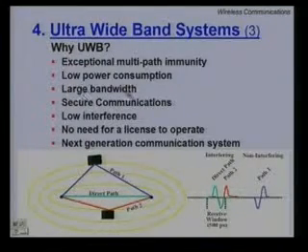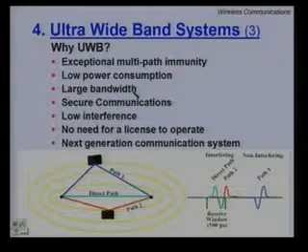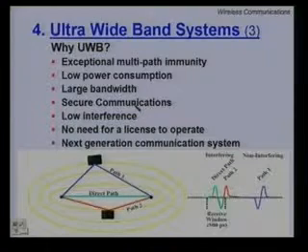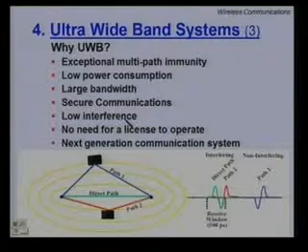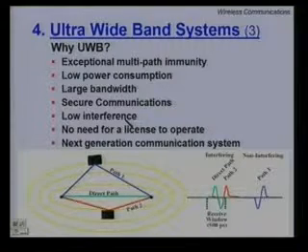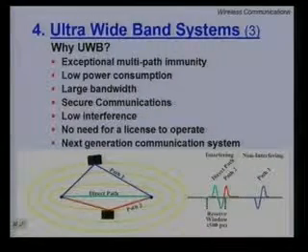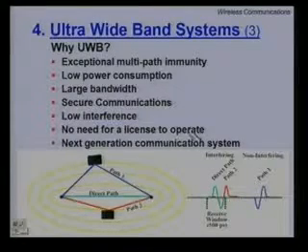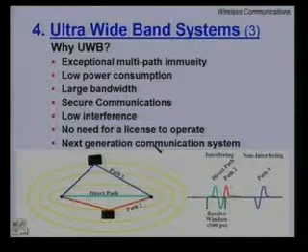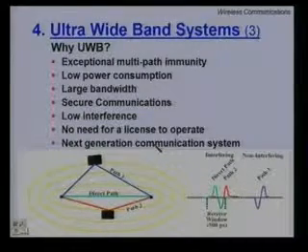Okay. Large bandwidth, as I mentioned before, 7.5 gigahertz, that will give you humongous amount of data rates. Secure, because I am sending noise like emissions, very hard to detect. Low interference, because I am transmitting at a level which is below the general interference level of other devices. Hence, we do not need a license to operate. We do not interfere with any other emissions, and they are going to be the next generation wireless communication systems.